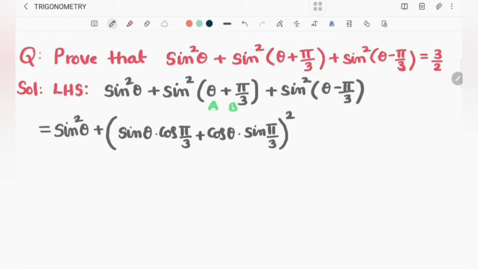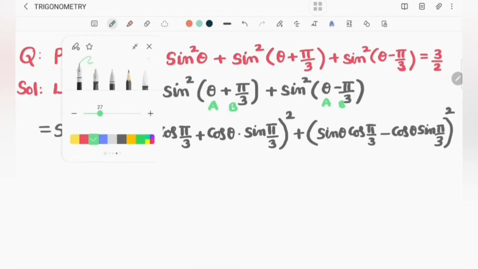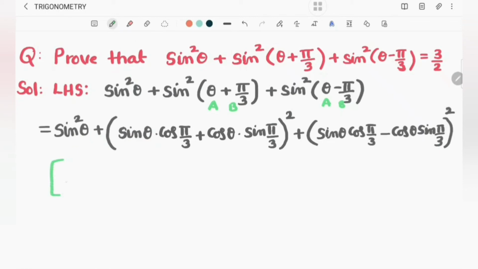Similarly, sin of a minus b. So here this is a, this is b. Sin of a minus b formula you can apply: sin a cos b minus cos a sin b. Plus sin theta cos pi by 3 minus cos theta sin pi by 3, whole square.